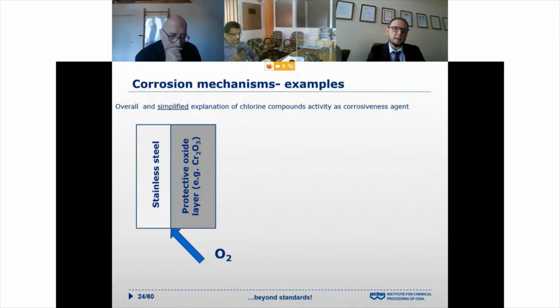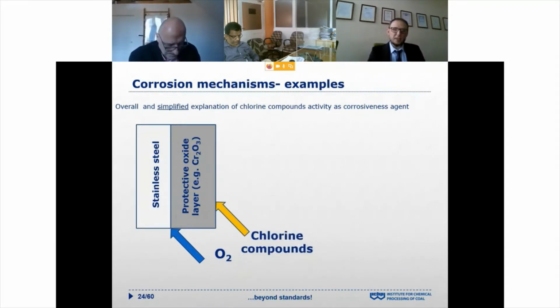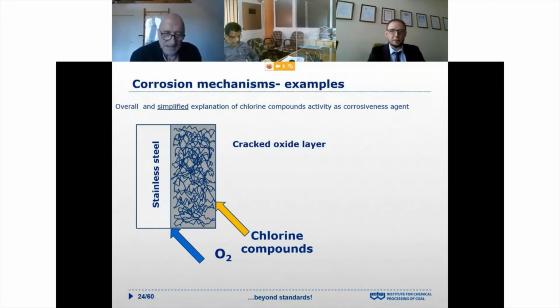So, as you know, stainless steel contains some protective alloying elements, like chromium and another one. So they create the protective oxide layer, containing, for example, chromium oxide. So it protects against further oxidation, further corrosion. But if chlorine appears in the system, it creates a very cracked oxide layer. It destroys this compact and protective layer. So this is, let's say, the main mechanism of the chlorine-enhanced corrosion.